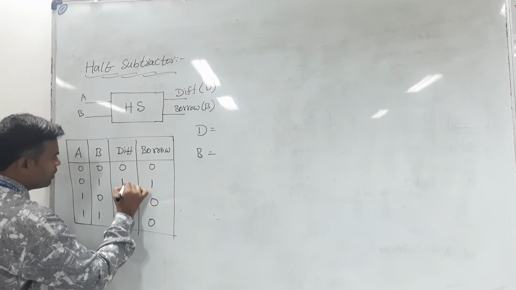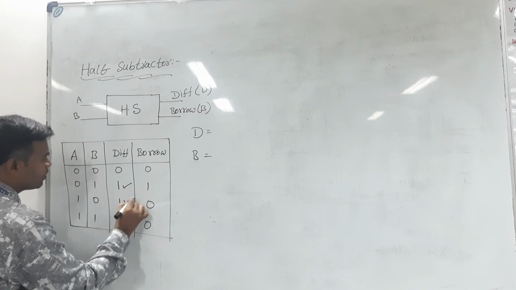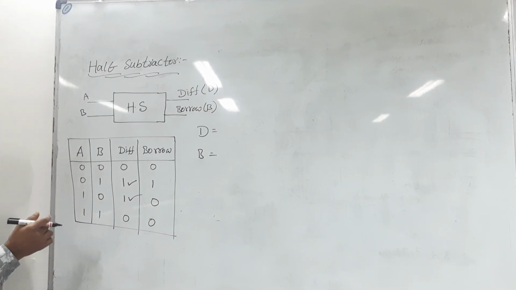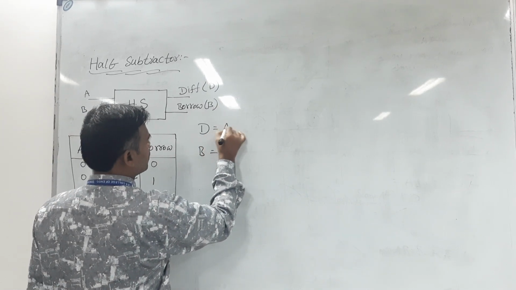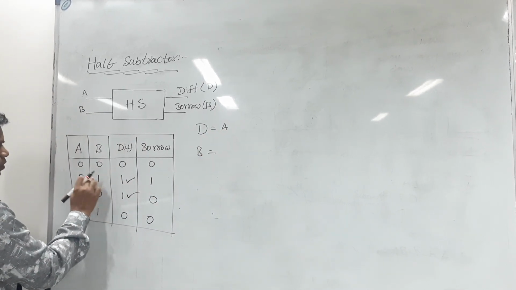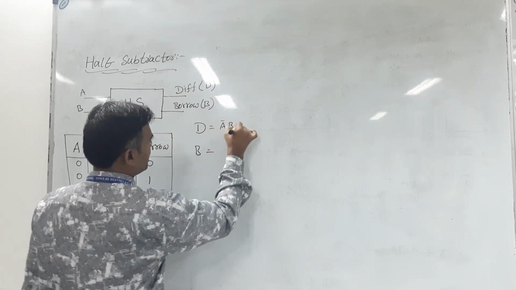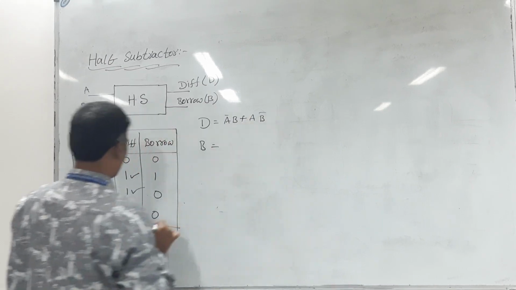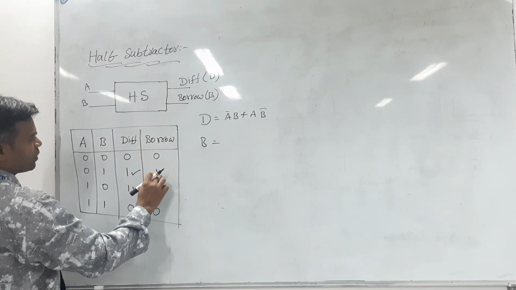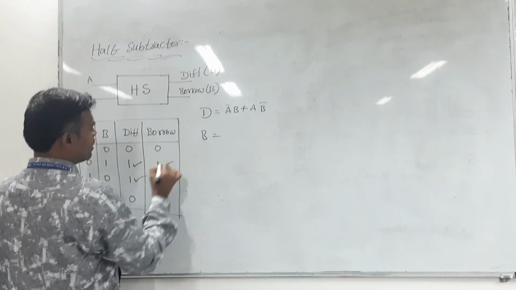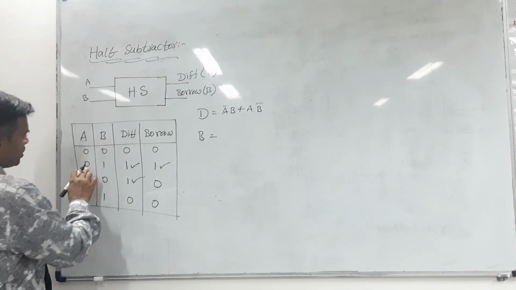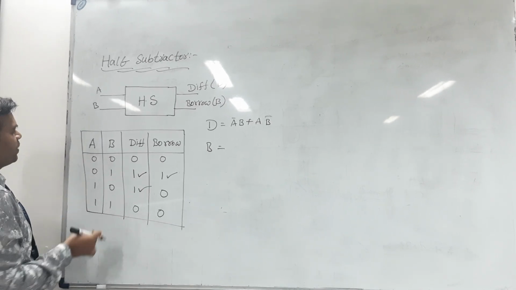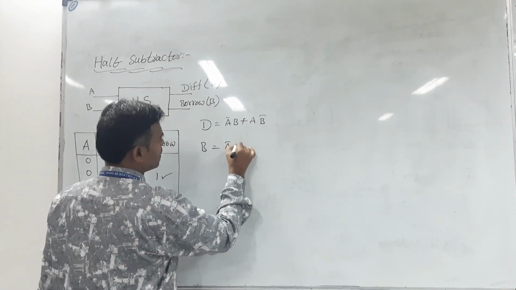To write the Boolean expression, go to the corresponding output column. Wherever ones are present, go to the corresponding input combination and express it in algebraic form. The first combination is 0 1, whose algebraic notation is A bar B. The next input combination is 1 0, whose notation is A B bar. In the same way, for the borrow only a single 1 is present. The corresponding input combination is 0 1, which in algebraic form is A bar into B.